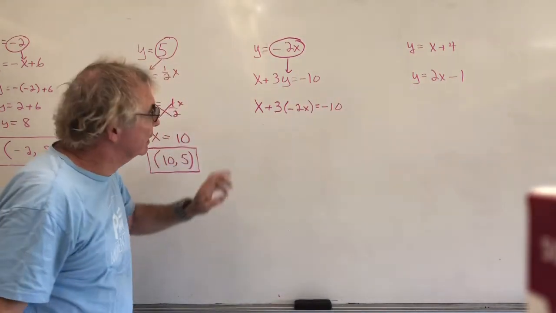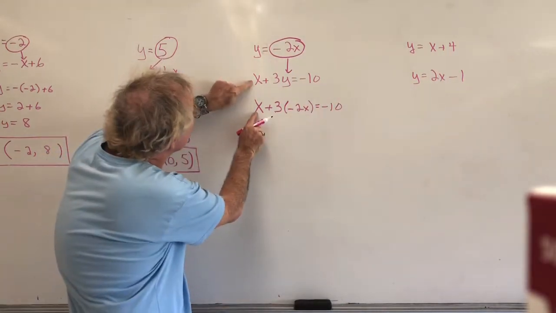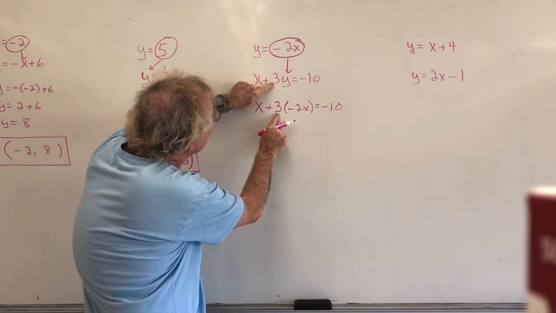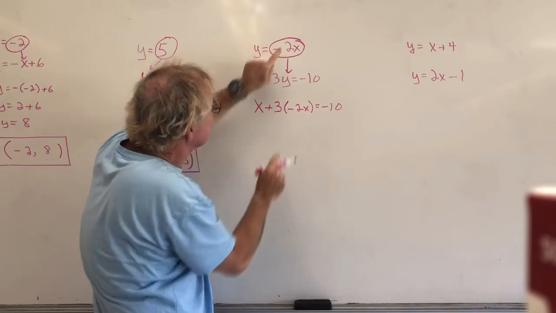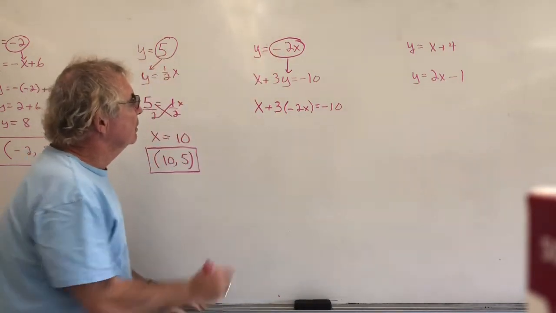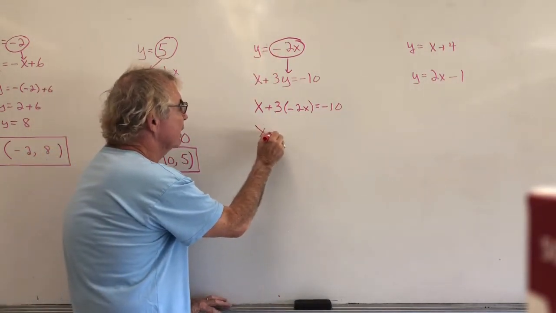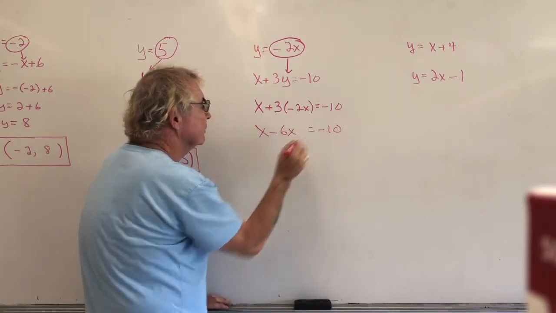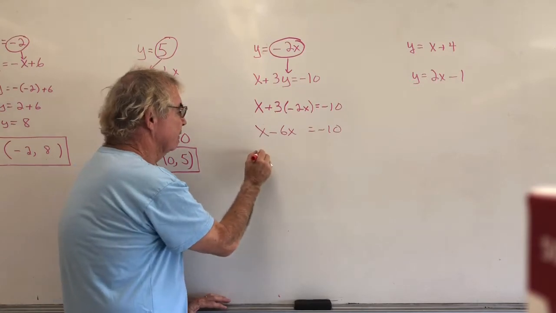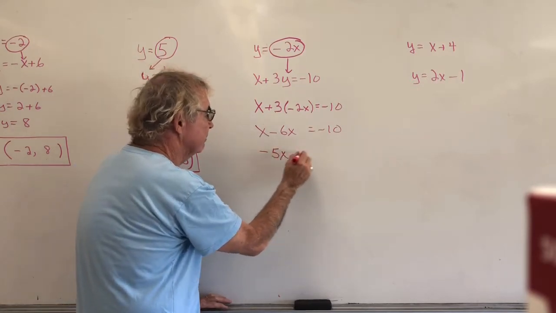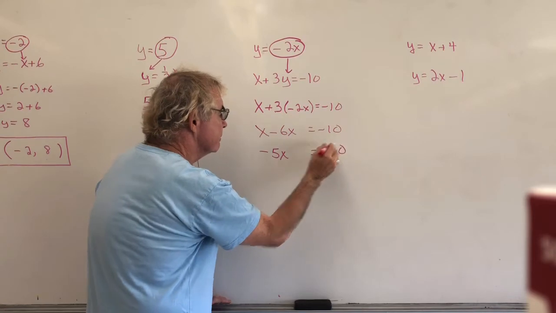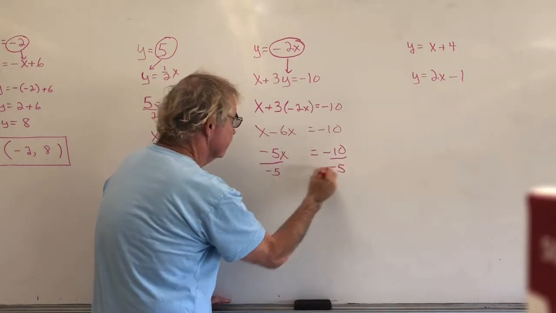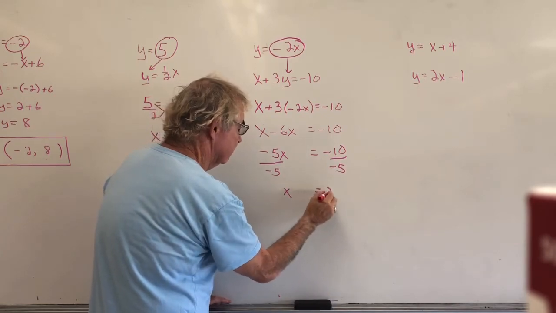Just make sure you see that. X plus 3y, and y is equal to negative 2x. 3 times negative 2 is negative 6. Negative 5x is negative 10. And we divide by negative 5, and we get x to be 2.